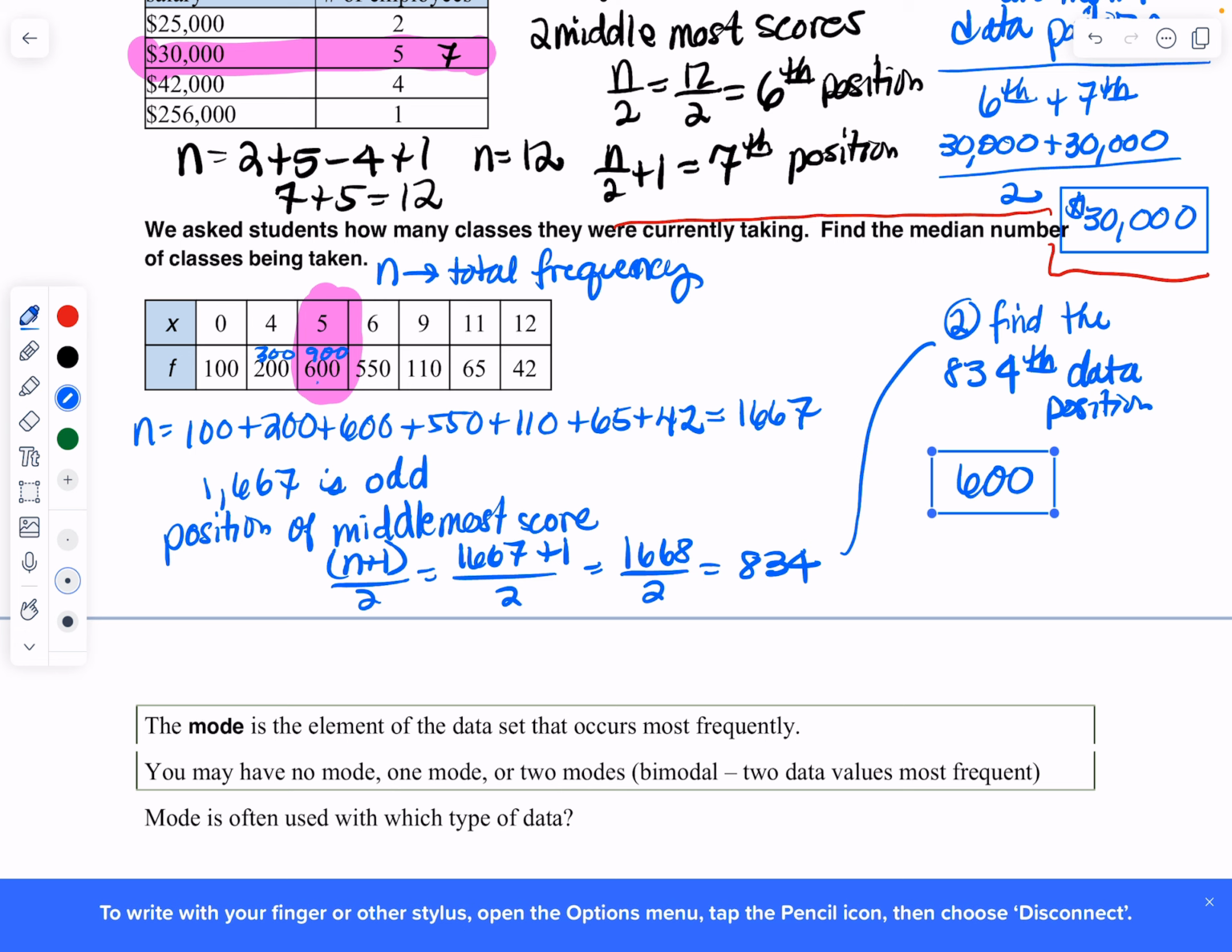Okay, and by the way, the 600 is not the answer. I went back and read it. The 600 corresponds to 5. So 5 classes would be the answer of the median number of classes students are taking. So again, as it's stated in class, please make sure you go back and read the problem just to make sure we're answering it.